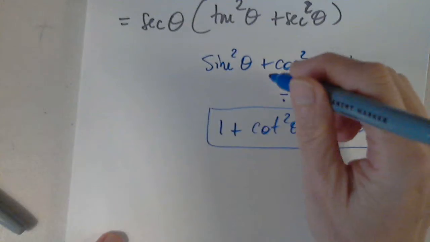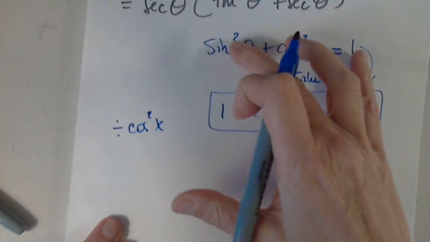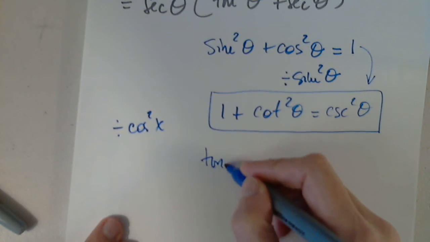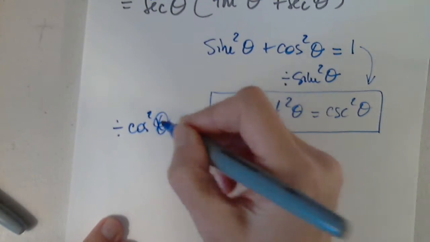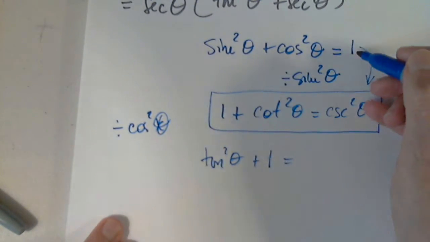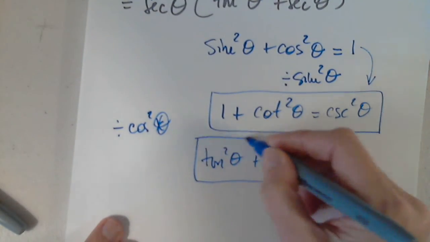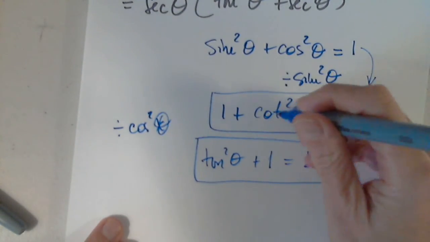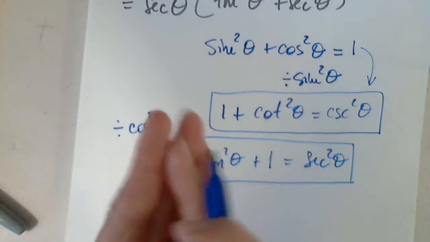Now if I divide the same one, this time by cosine squared theta, sine squared over cosine squared will be tangent squared theta. Cosine squared over cosine squared will be 1, and 1 divided by cosine squared is secant squared theta. So if you remember, I said always cosecant and cotangent are linked, and secant and tangent are together.